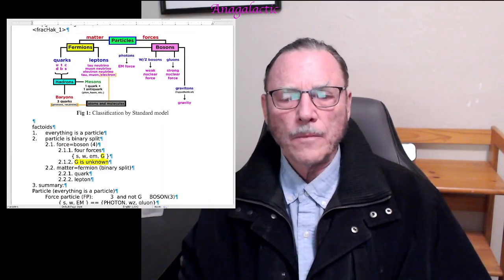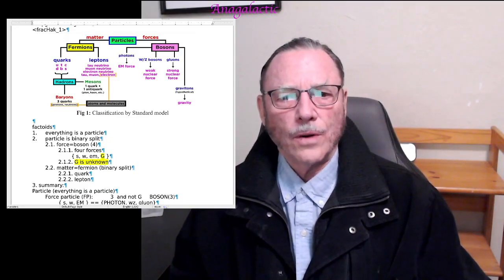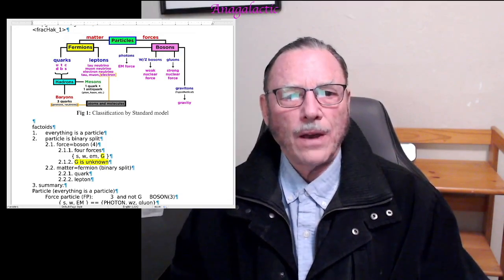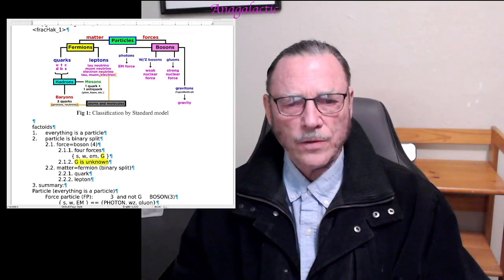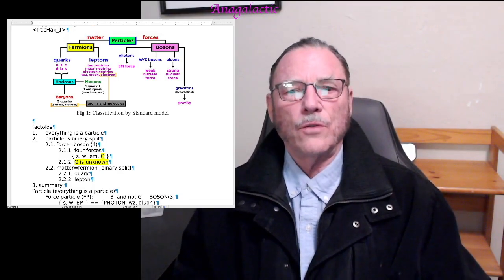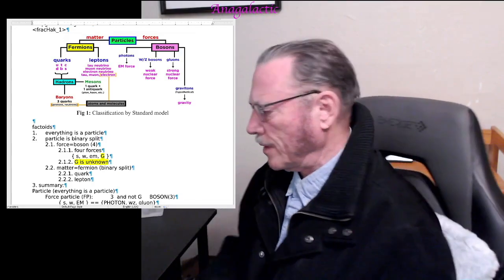What I'd like to show you now is just a little visual aid, and this is basically taken from internet sources. This is a copy paste that you see at the top where it says particles in the green box, and then it splits into two boxes called the fermions and the bosons.